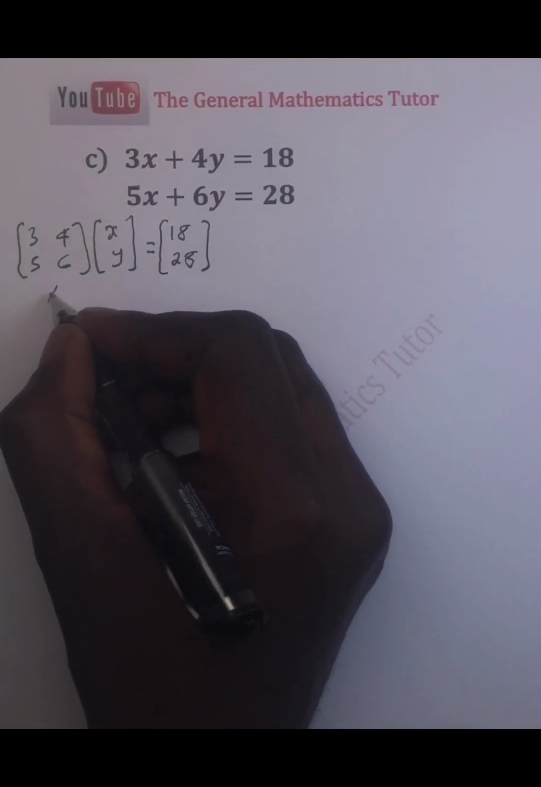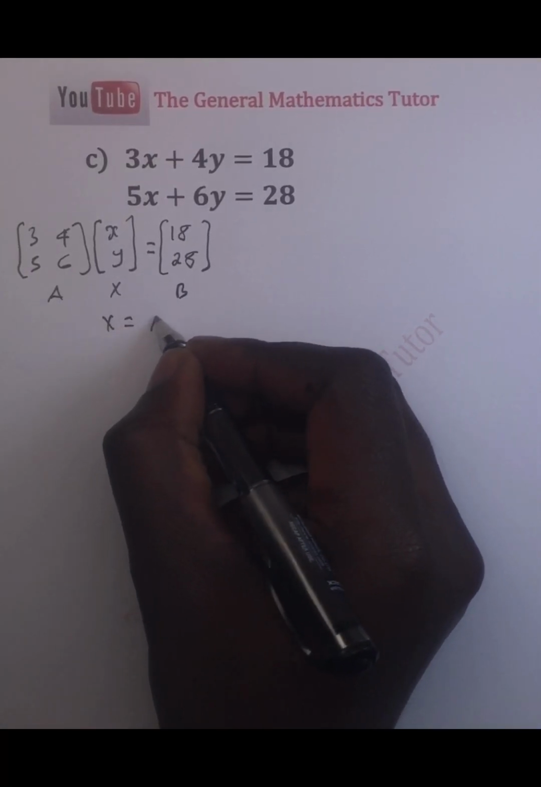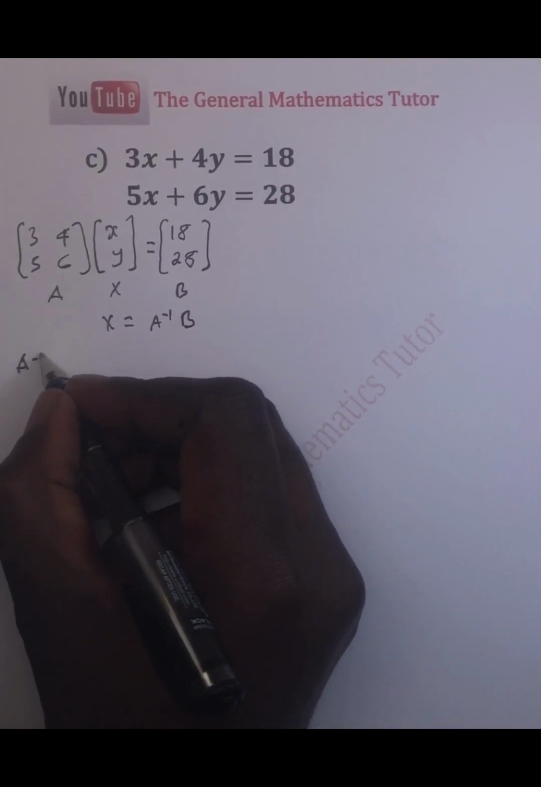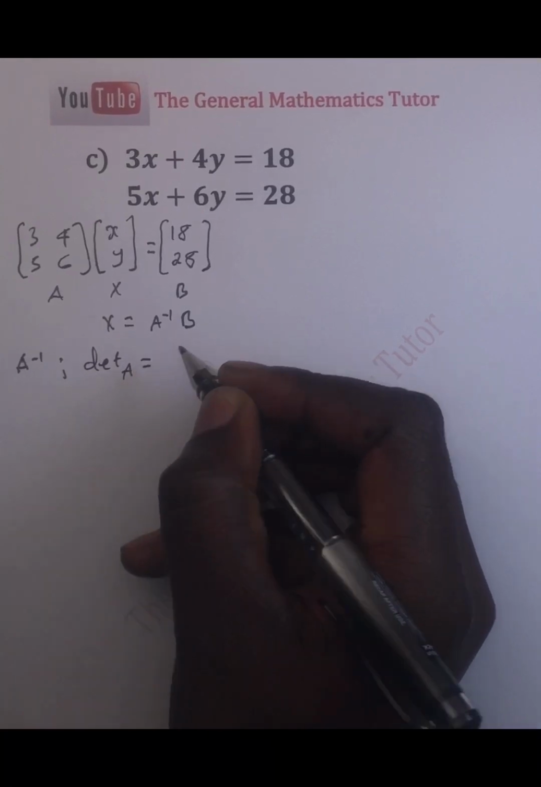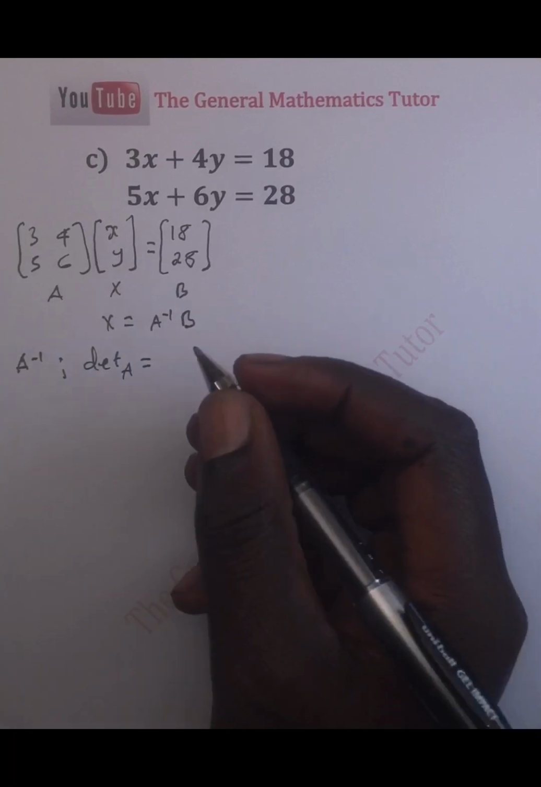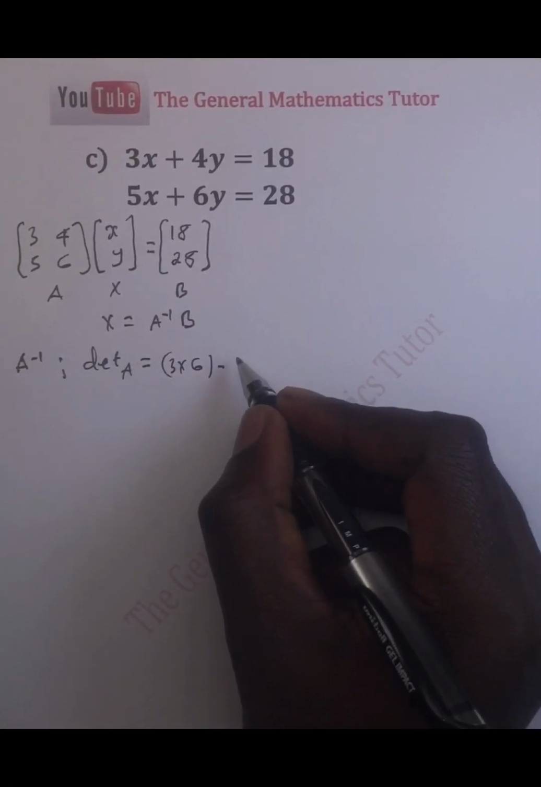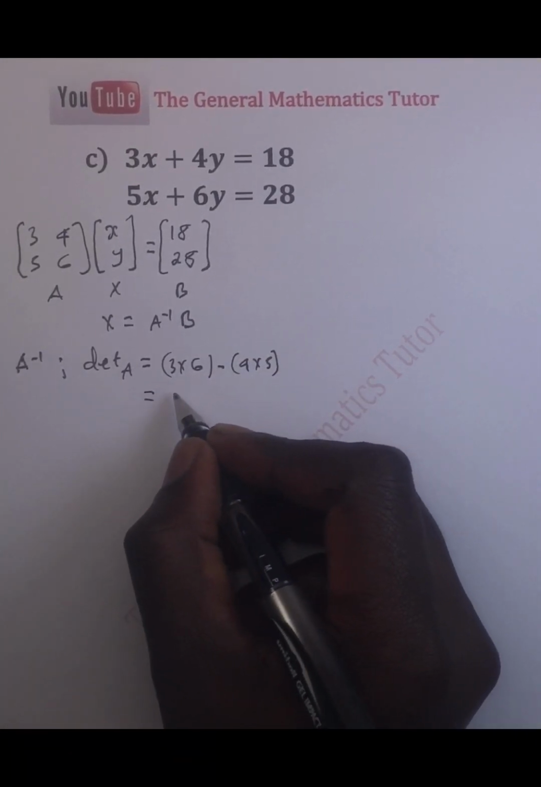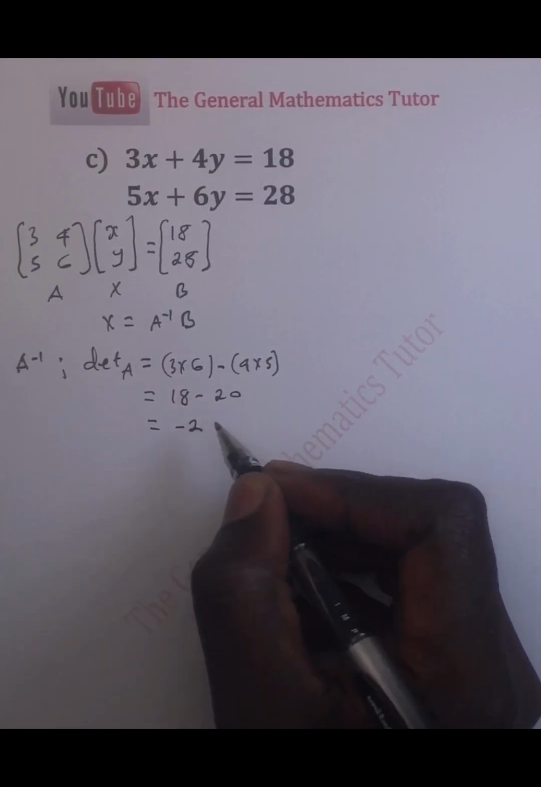And for you to get X, you just have the inverse of A times B. So let us get the inverse of A, and for us to do that, we have to get the determinant of A, which is obtained by taking the difference between the product of the main diagonal and that of the other diagonal. So we're going to have 3 times 6 minus 4 times 5. So that is 18 minus 20, which is the same as negative 2.